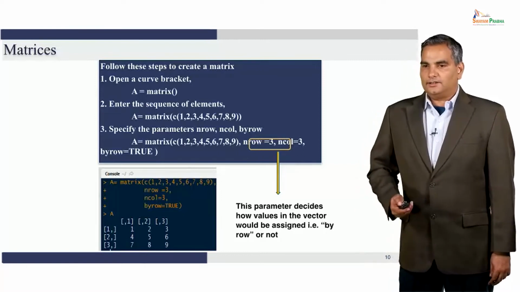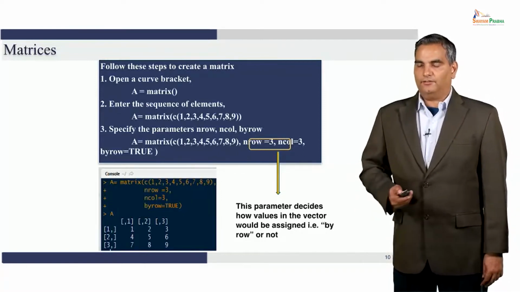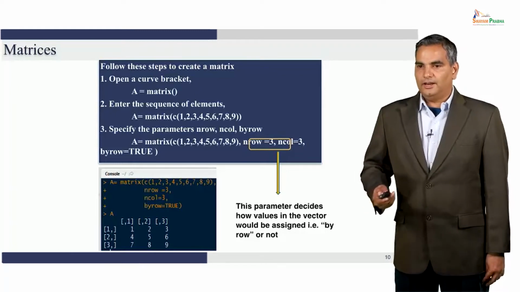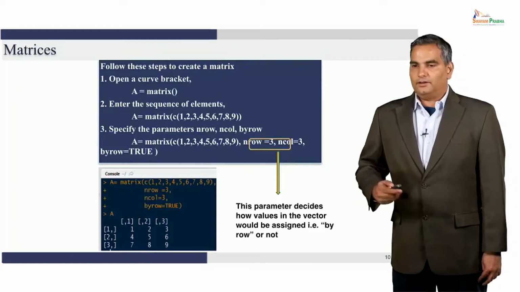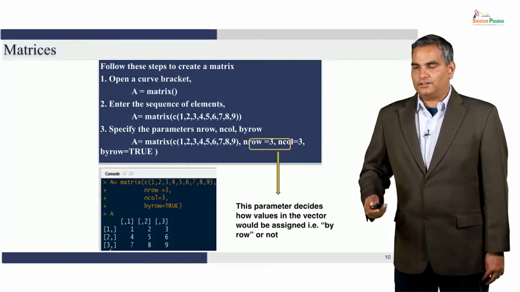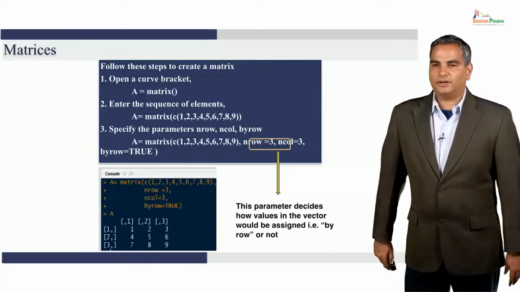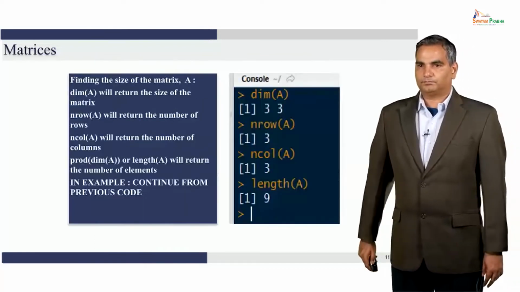What R does is run through the numbers and fill as many numbers as needed in the first row. Since we need 3 numbers, it fills 1, 2, 3, and then goes to the second row, does 4, 5, 6, and goes to the third row, does 7, 8, 9, and so on. So this is a standard way of defining a matrix in R.